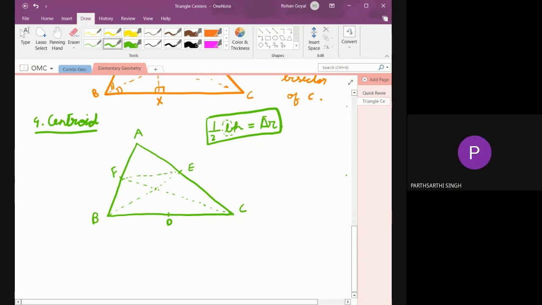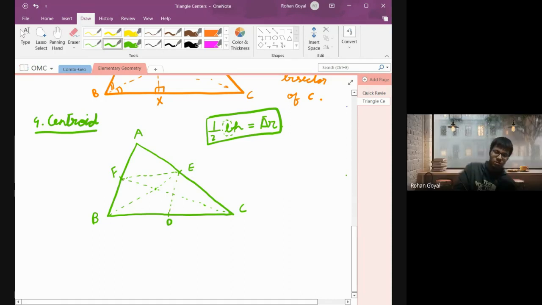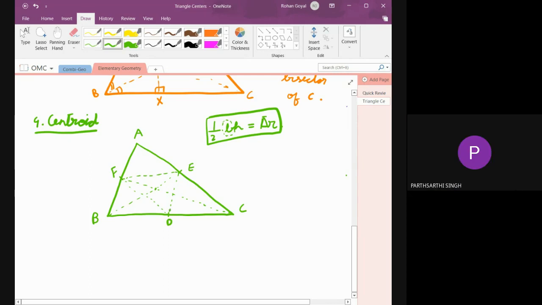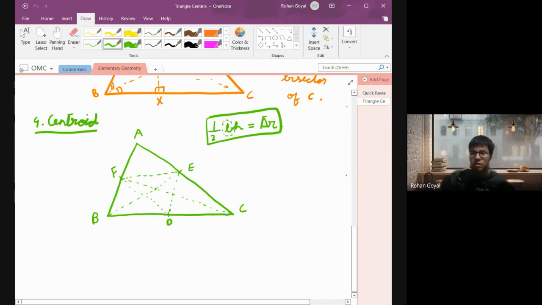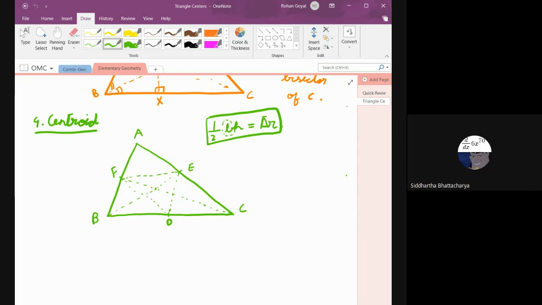Prove EF is parallel to BC. Okay, how? That is a good idea. That is the midpoint theorem. How do you prove the midpoint theorem? Parallelogram.